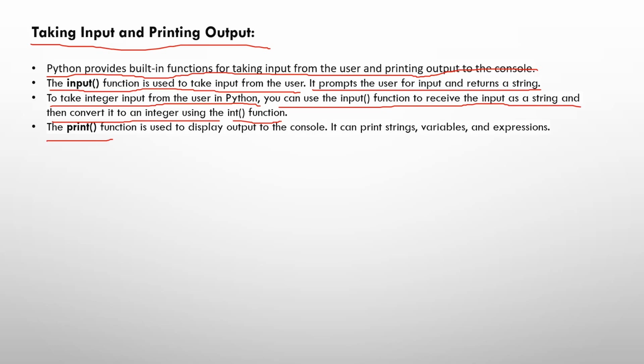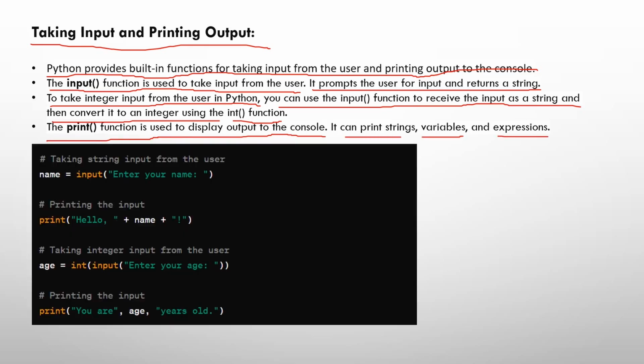The print function is used to display output to the console. It can print strings, variables, and expressions. Then we have an example. So here we have a variable called name, and we have used the input function to get a string or a value from the user, and then we have stored that in our variable name. Then we have printing the input. So we have used the print function. So we have first printed hello, then the name that we have taken from the user, and then this sign.